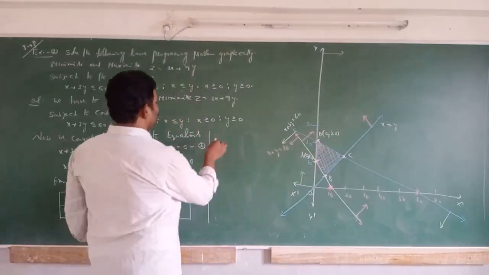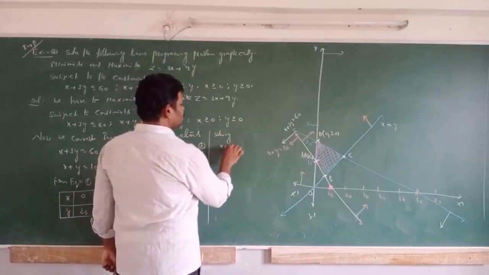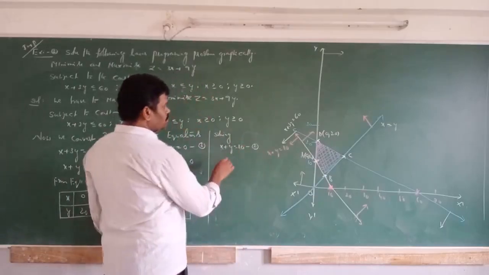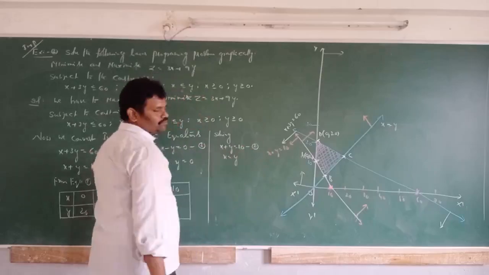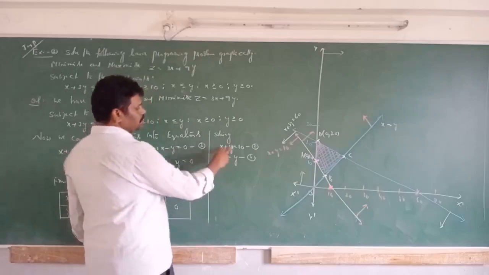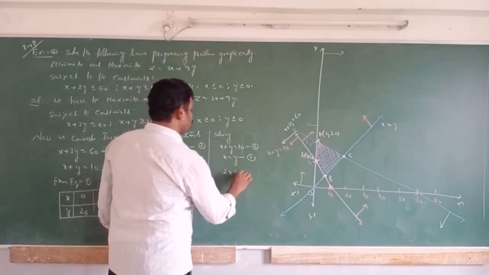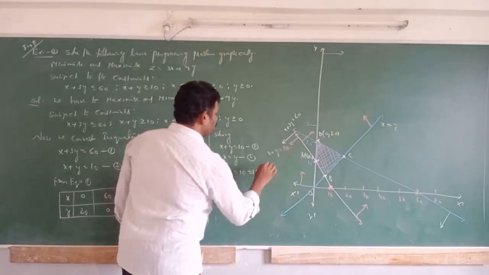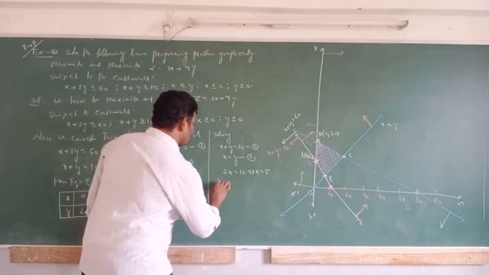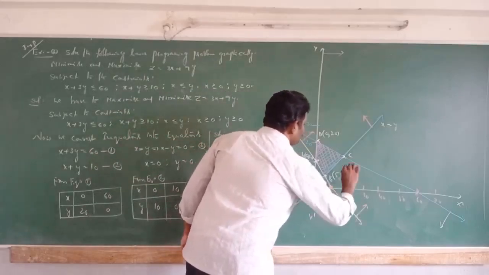Now solving which equations? x plus y is equal to 10, equation number 2, and another one, x is equal to y, equation 3. Now solving means substituting: x plus y, or y plus x, 2x is equal to 10. That implies x is equal to 5. When x is equal to 5, automatically y is also 5. So the common point from these equations is 5, 5.